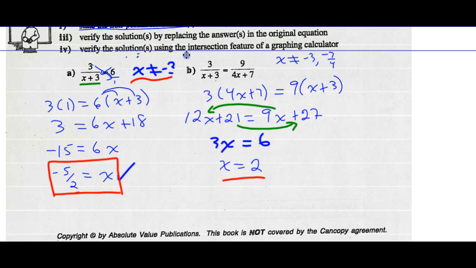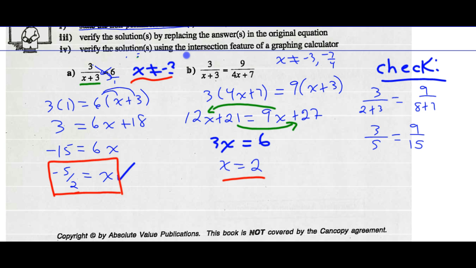Let's check it with a quick verification. Plug 2 in for x everywhere I see an x. So 3 over 2 plus 3 should equal 9 over 4 times 2, which is 8, plus 7. 3 over 5 should equal 9 over 15. Is 3/5 the same as 9/15? Yes, it is. That checks out very nicely. So we know it works algebraically. We know it's a permissible value because if I go back up here and look, x equals 2 looks like it's fine. Let's do a quick graphical check.